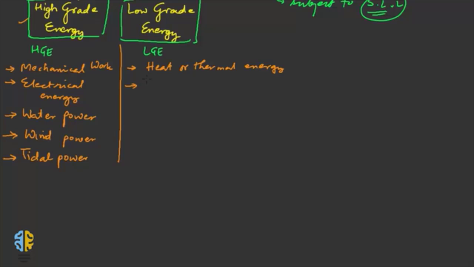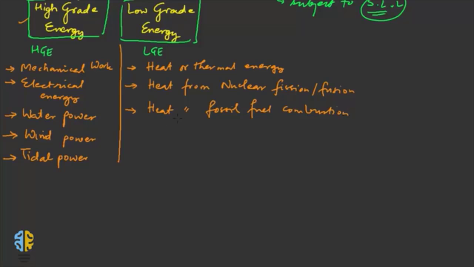The next example is the heat that is taken from nuclear fission or fusion. Next, heat that is derived from combustion of fossil fuel. So whatever heat that you get from the combustion of petrol or diesel inside an IC engine, that is again a source of low grade energy. So this is a very generalized statement that I'm going to make: all forms of heat can be considered to be low grade energy sources.